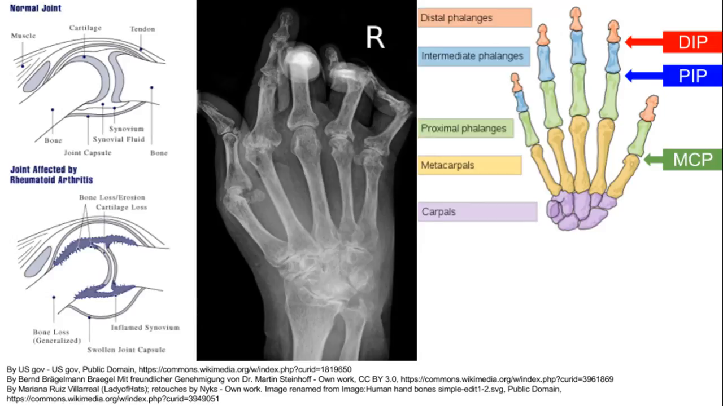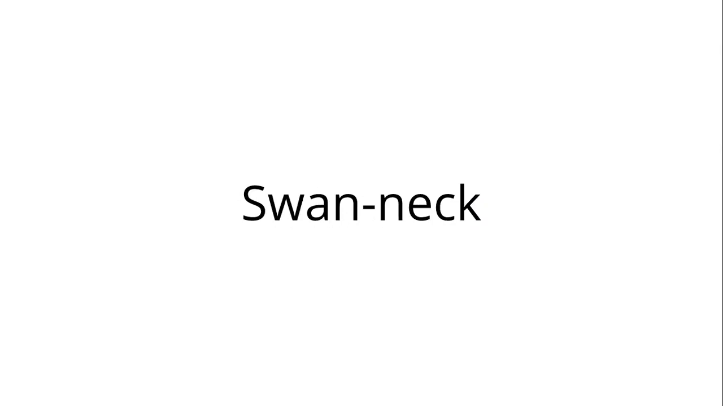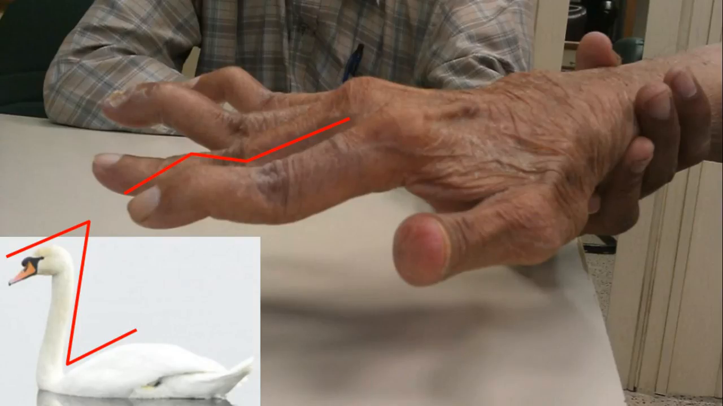So in rheumatoid arthritis, these joints will be damaged. In the left picture, you can see there will be bone loss and erosion. There will be cartilage loss. There will be an inflamed synovium. There will be a swollen joint capsule. And all this leads to a painful, tender joint. And on the radiograph in the middle, there can be typical signs of rheumatoid arthritis, which is a narrowing, for example, of this cartilage. And swan-neck is a typical deformity that can be seen.